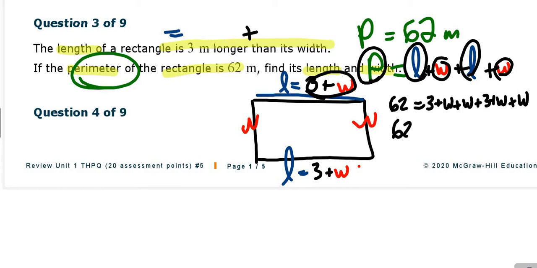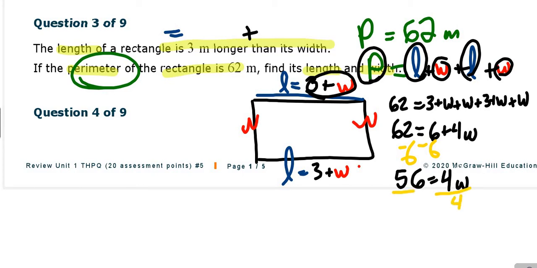Collect like terms. Solve for your W. And our width equals 18. And our length is 3 more than that, so our length is 21.